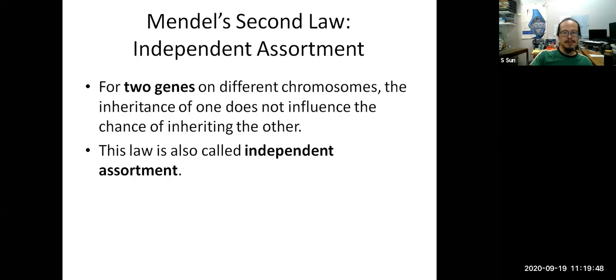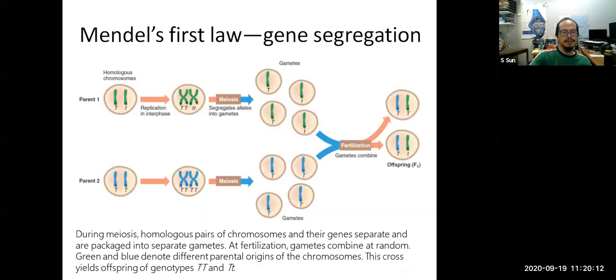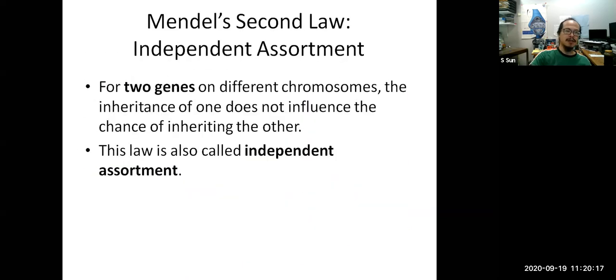Let me go back to there. Here, Mendel's first law: all the alleles are equally distributed to the gametes, and their mating is also randomly picked. This is also called gene segregation. So basically that separation is equally applied. So that's the first, and there is a second law. The second law refers to two genes being independent of each other.